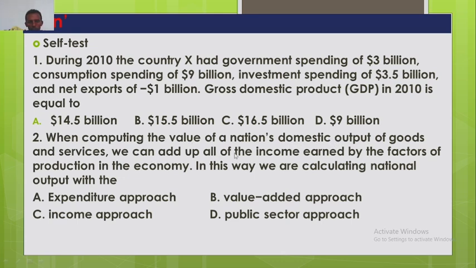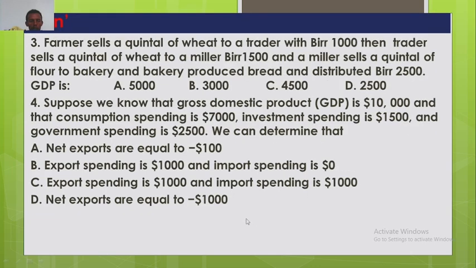When computing the value of a nation's domestic output of goods and service, we can add up all of the income earned by the factors of production in the economy. In this way, we are calculating national output with A. Expenditure, B. Value added, C. Income approach, D. Public sector approach.